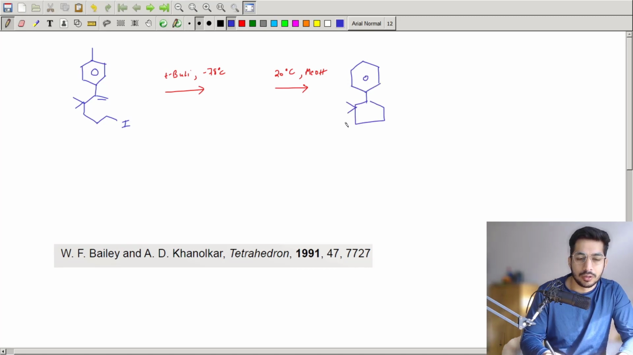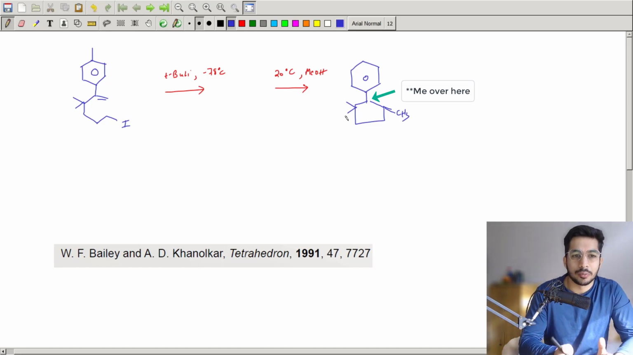Double bond over here, and then this attack takes place, and so basically a methyl group over here. I'm very sorry, please excuse my drawing. So we'll get a methyl group, so we'll get a 5-member ring basically. And what is actually happening is there is a sort of halogen exchange, a lithium-halogen exchange.